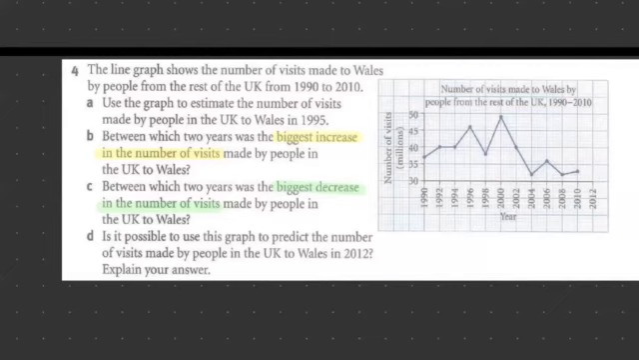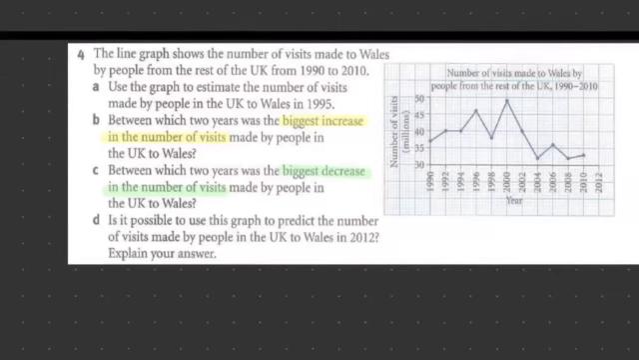Let's look at number 4. The line graph shows the number of visits made to Wales by people from the rest of the UK from 1990 to 2010. Use the graph to estimate the number of visits made by people from the UK to Wales in 1995. So you go to 1995 here, you just go up, then move to the right here. It should be about 43.